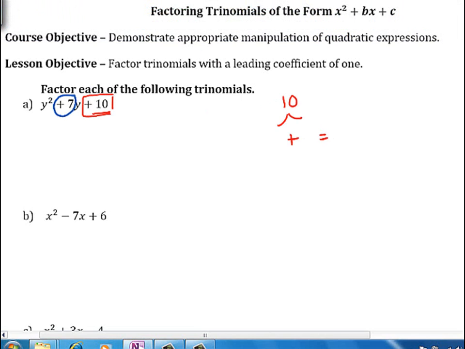So here's our middle number, positive 7, and that's what we want our factors to add up to. There are a couple of different ways for us to factor 10, 1 times 10 or 2 times 5, but we want the factors to add up to 7, and the two numbers that would multiply to give us 10 and add to give us 7 are 2 and 5. So we're going to factor this as 2 times 5.